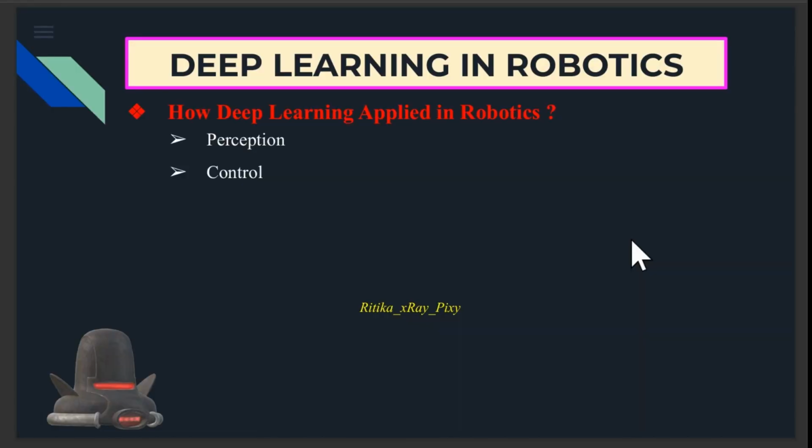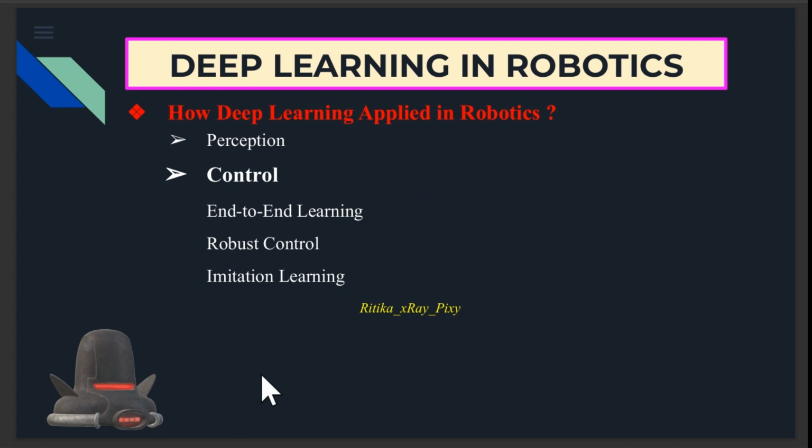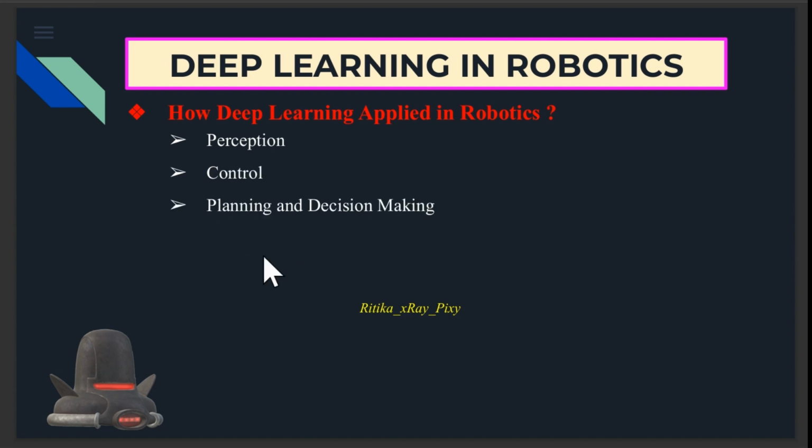Second, we have control. Now suppose we have to move the robot in a complex and unstructured environment. Here we need end-to-end learning. Instead of manually designing control policies, deep learning can be used to learn control actions directly from sensor input. Third, we have planning and decision making. Robots can learn optimal actions in dynamic environments, making them suitable for tasks like navigation, manipulation, and games.